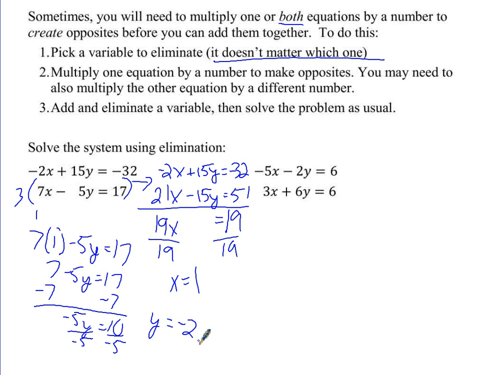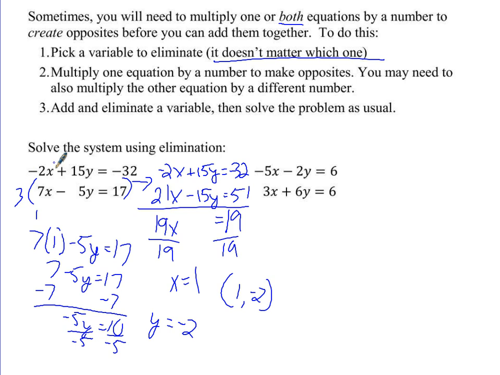Now what? Ordered pair is what? 1 comma -2. The x-coordinate comes first, then the y-coordinate. And then what do we do? Yeah, we got to check. So it's not that big a deal to check. It'll take you like 15 seconds. 1 goes in for x, -2 goes in for y.